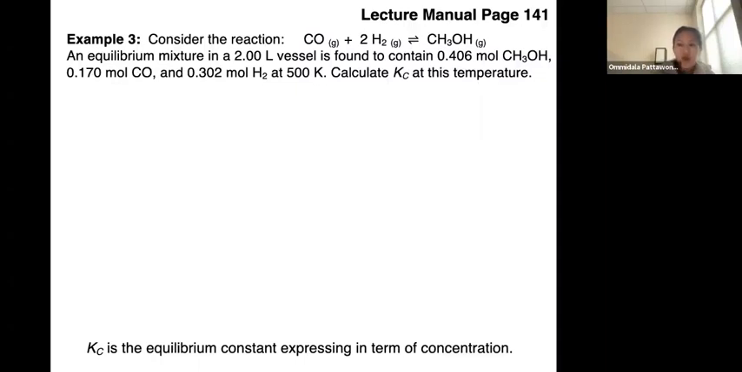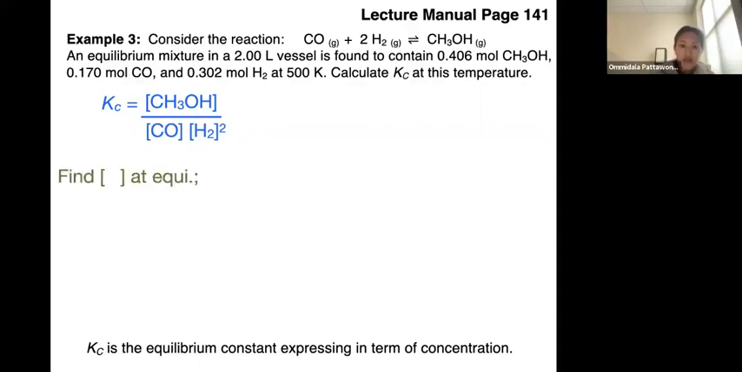So if you want to find Kc, according to the expression that we learned, you are going to use products over reactants, and don't forget the coefficients as the powers. In this case, we need to find the concentration, so you can't just put in the moles. You need the concentration at equilibrium. The reason it's not Q is because the equilibrium mixture is already at equilibrium, and it asks us to find Kc.